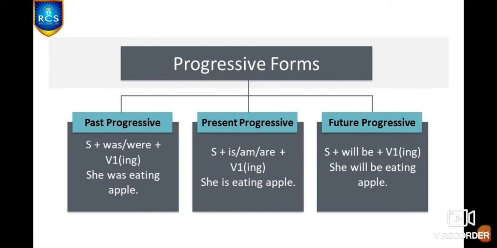As we all know, progressive means what? The action that is in progress, right? Continuous and progressive, both are the same. First one is past continuous, second one is present continuous, and third one is future continuous. You have to make a sentence in each tense using the verb you have selected.